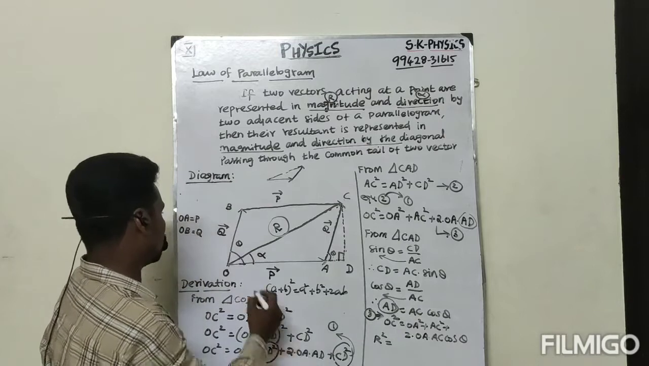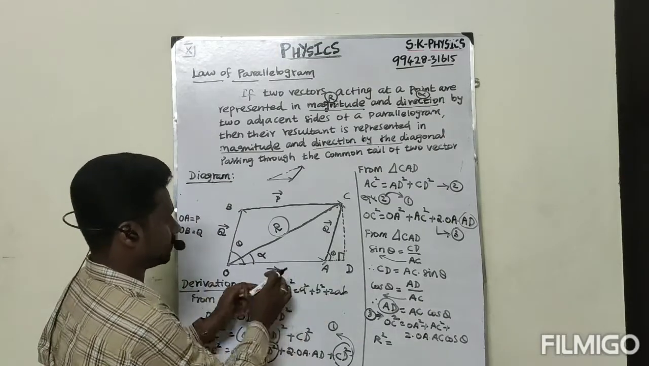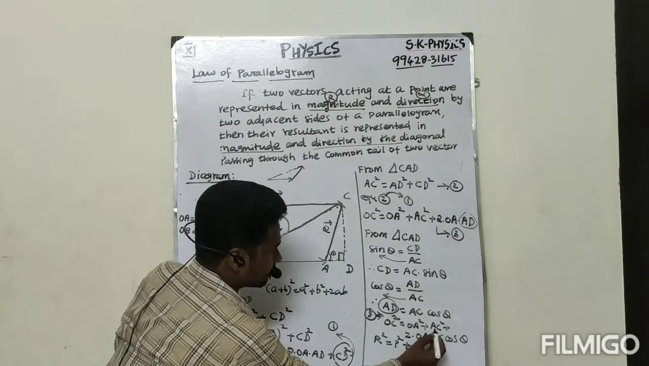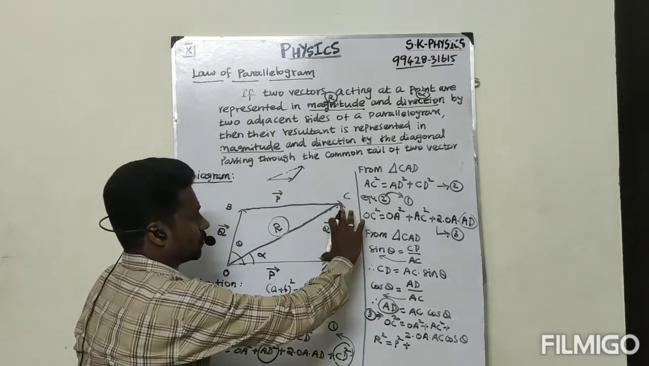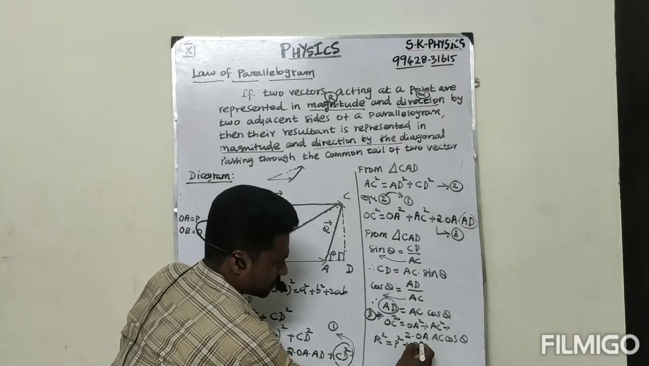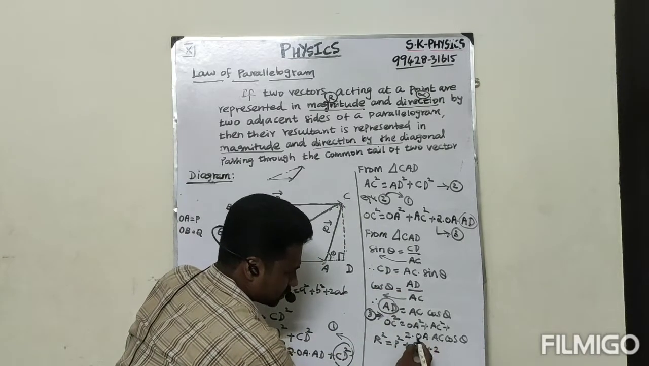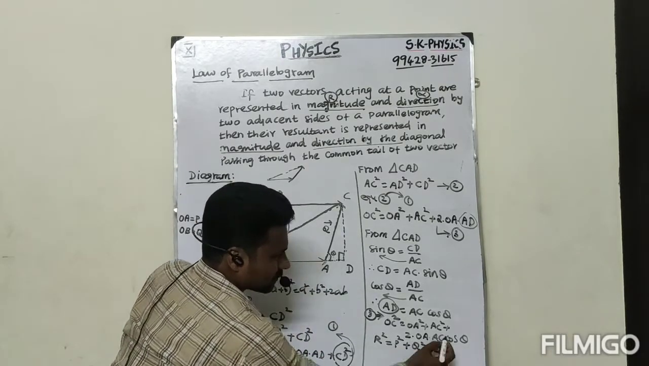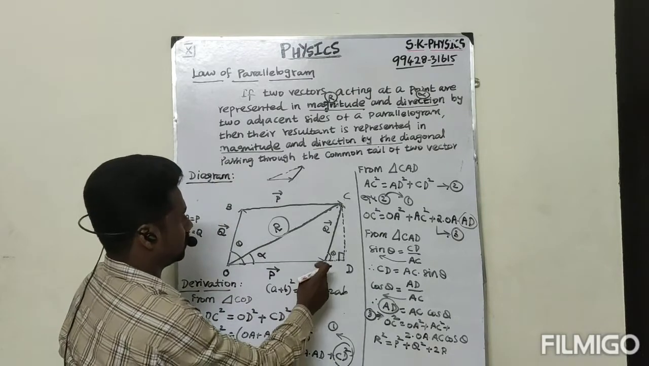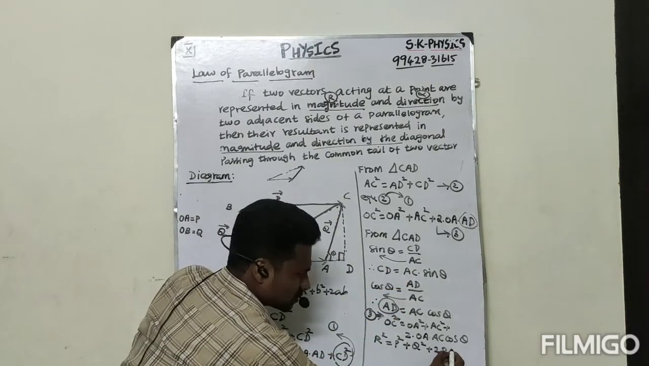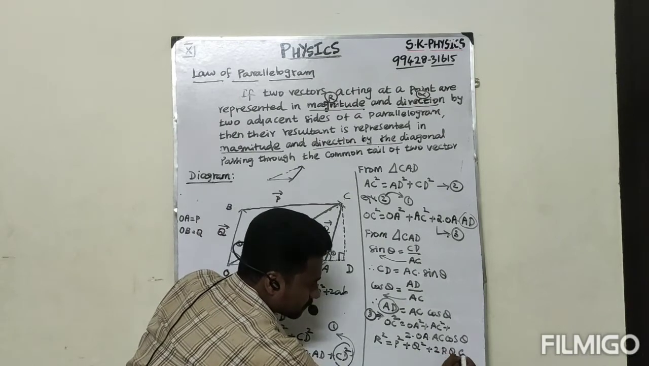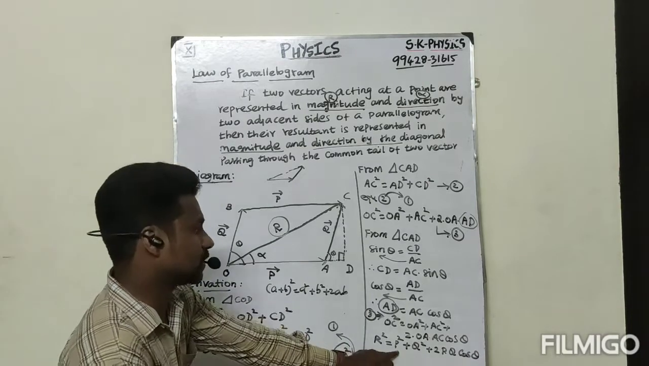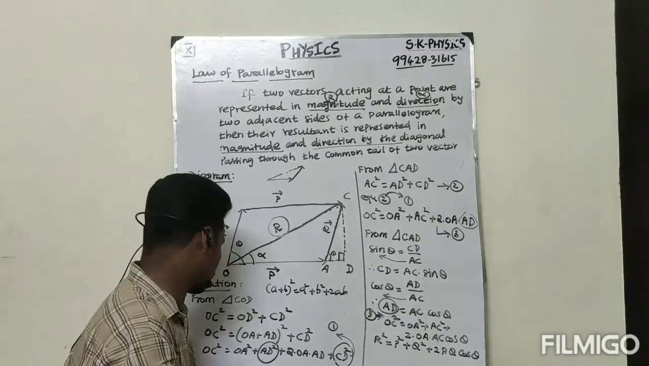OA, which is nothing but P, that is P squared, plus AC, which is Q, that is Q squared, plus 2 into again OA, which is P, then AC, which is Q, so PQ cos theta. So R squared is equal to P squared plus Q squared plus 2 PQ cos theta.